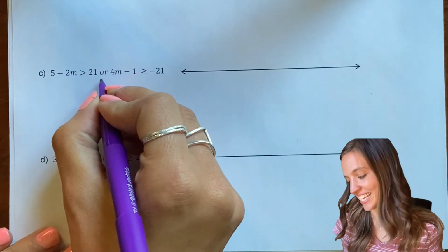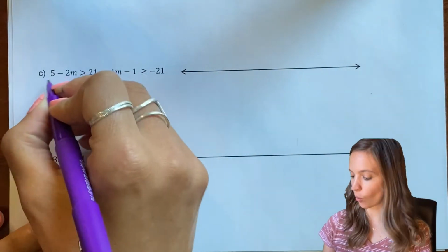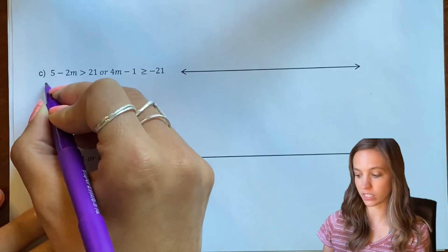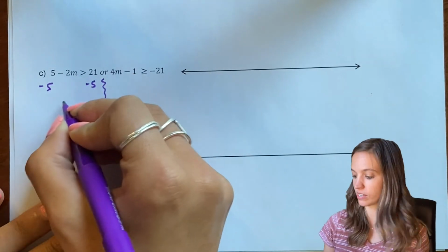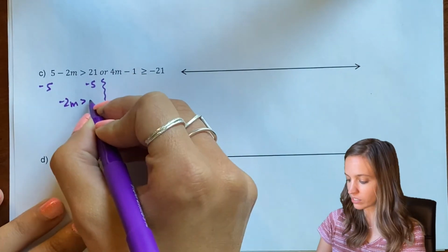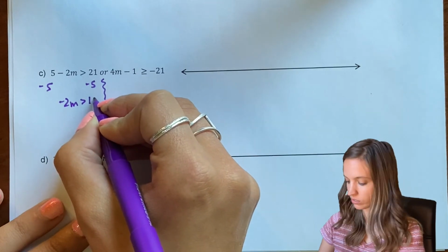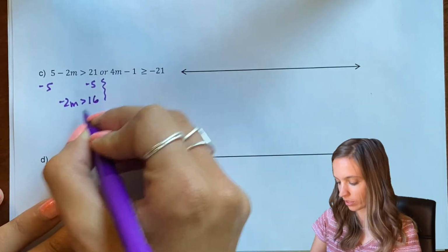Okay, moving on to C. C is going to be our first OR compound inequality. We don't do any of the algebraic work differently. It's just going to affect the way our solution set looks in our final answer. So let's start solving these just like we were solving the other ones. So take a moment. I'll solve the first one separately from the second one.